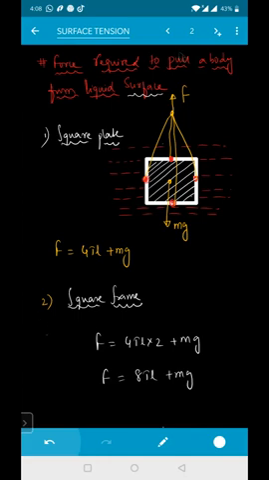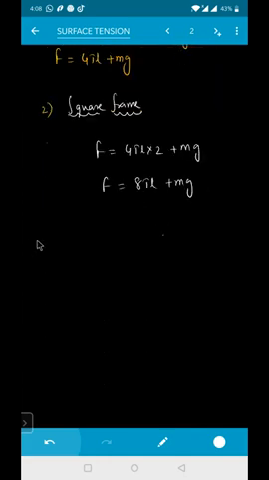Let's see one more condition. Sir, but for the square frame, the center is the center of mass only. Because for the ring, we don't have the mass at the center, but still the center of mass is acting at the center only. Like a slate, a photo frame, something like that.